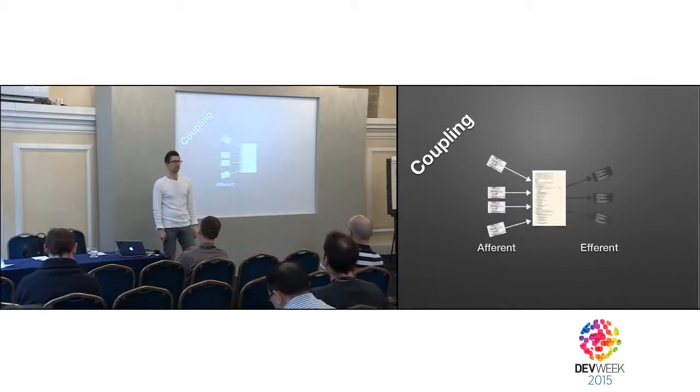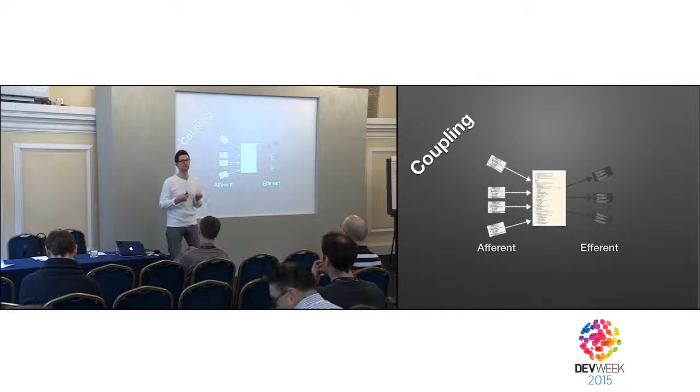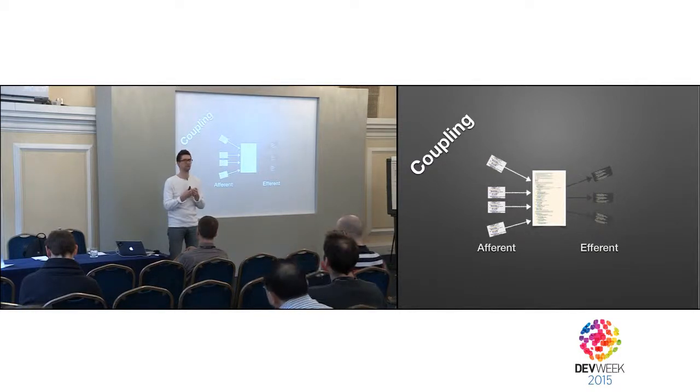First we have something called afferent coupling. How many different modules depend upon me as a module? Then we have efferent coupling, which is basically how many modules do I depend upon? And I would claim that these metrics, they make sense as well. Because afferent coupling, that's basically the cost of changing me as a module, right? And efferent coupling, that's basically the risk that I, as a module, will have to change. So I would say that coupling metrics make sense as well.